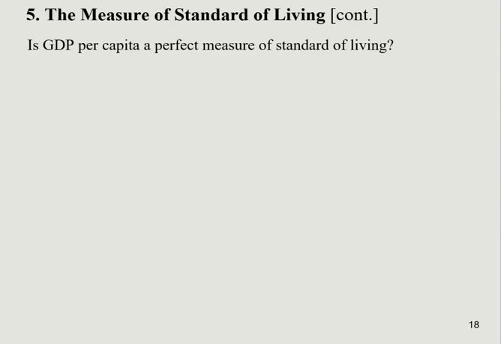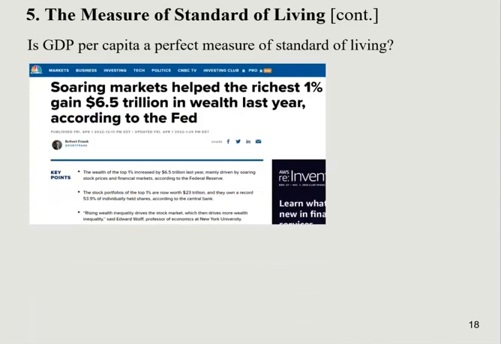I find some economic or non-economic headlines here. Let's check them out and see if those will help us realize the limitations of GDP per capita as the measure of standard of living. Now, the very first one says that soaring markets helped the richest 1% in the United States add $6.5 trillion in wealth last year, according to the Federal Reserve.